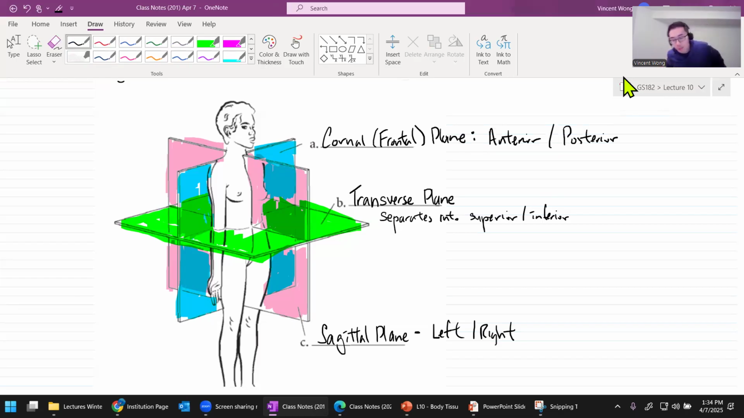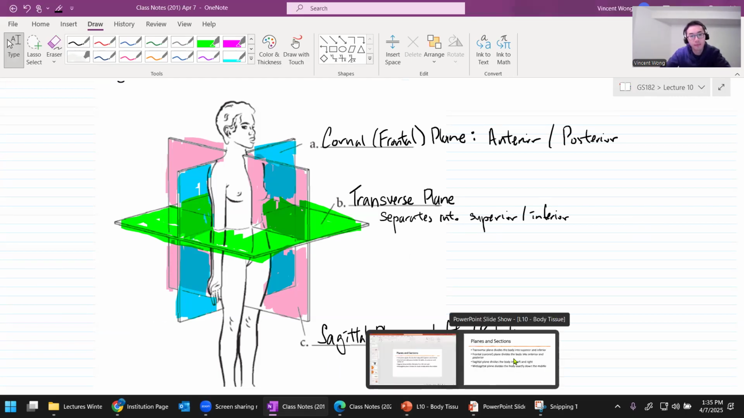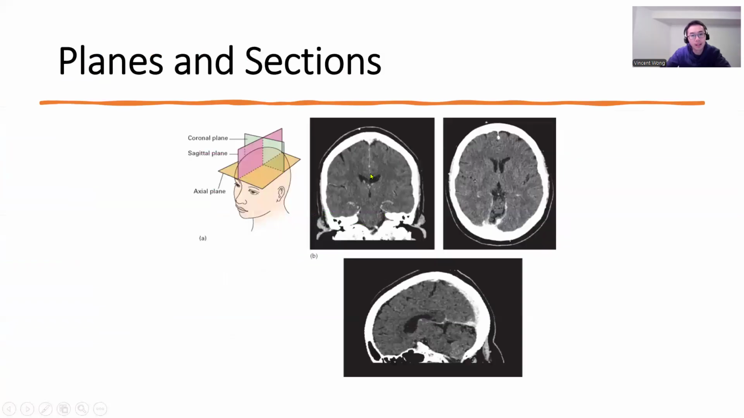So next semester, when you're labeling a diagram of the heart, for example, or of the brain, you have to know which cut it is, because cutting it from a different perspective will reveal different structures sometimes, and you will have to know how to label them accordingly. Okay, this is the brain, and these are from different sections. This one is frontal. This one is transverse, and this one is sagittal.